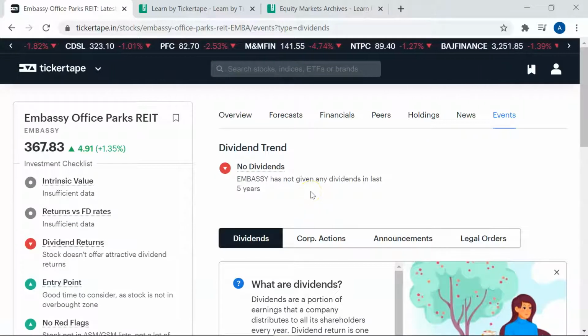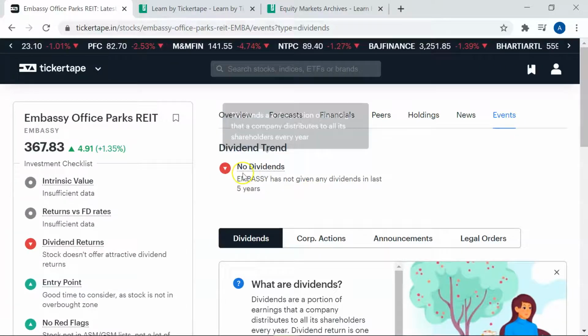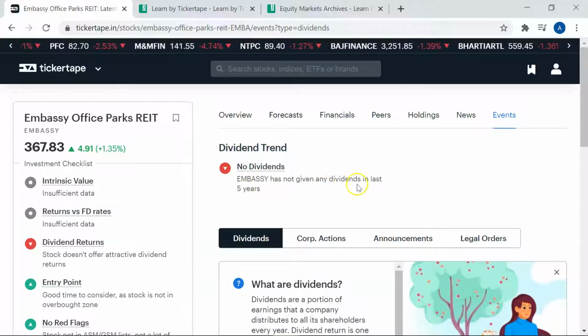300 per share, and the minimum number of shares to take is 200. So it is telling that no dividends. Embassy has not given any dividends in the last 5 years, but this data is wrong. If you search on other websites on the internet, Embassy Office Parks REIT means Real Estate Investment Trust. So this company has given some dividends. So there is some wrong data also.